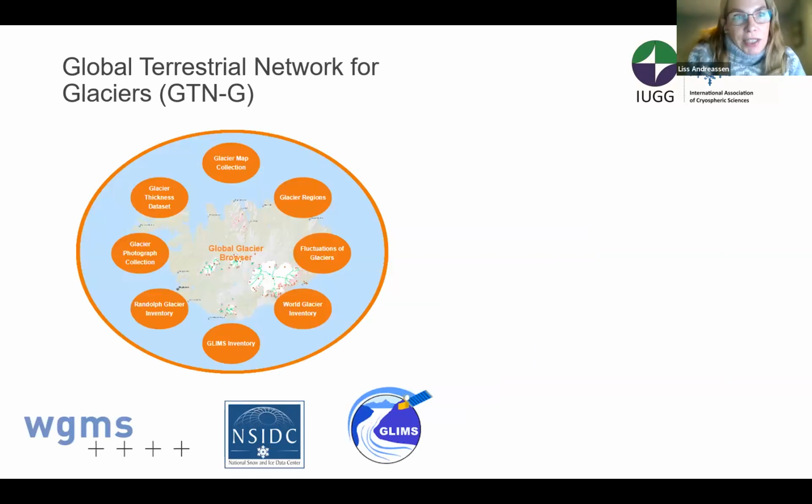I mentioned the Global Terrestrial Network for Glaciers, the GTN-G. This is a figure I copied from their website. The Global Terrestrial Network for Glaciers consists of the World Glacier Monitoring Service, NSIDC, the National Snow and Ice Data Center, and then GLIMS, responsible for archiving global glacier outlines. So GTN-G together has several data collections: glacier map collection, glacier regions, fluctuations of glaciers, World Glacier Inventory, GLIMS inventory, runoff glacier inventory, photograph collection, and glacier thickness data set.